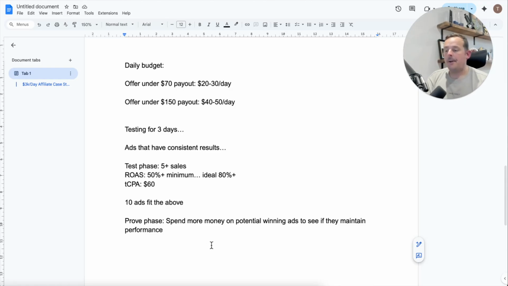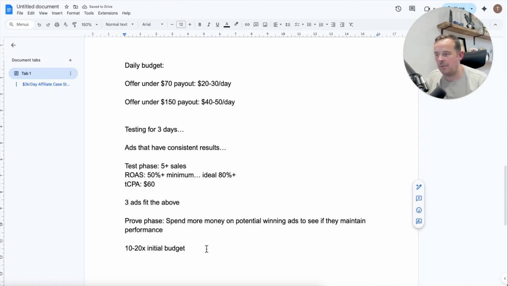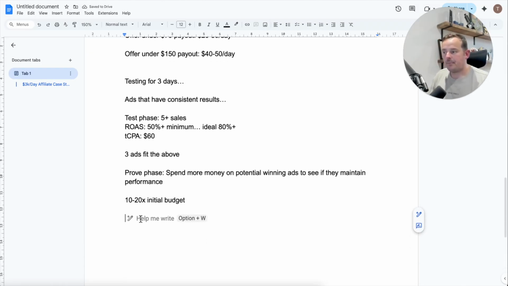And for me, how I usually go about that is usually 10 to 20x the initial budget of that ad. So if we take these 10 ads, let's move this to something a little bit more affordable. Let's say 3 ads fit the bill, right? That's more realistic anyway. Now, they were spending, let's say, $20 per day in the initial campaign. Well, now I'm going to spend between $200 and $400 per day on each of the 3 ads.